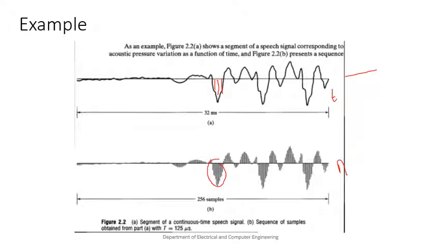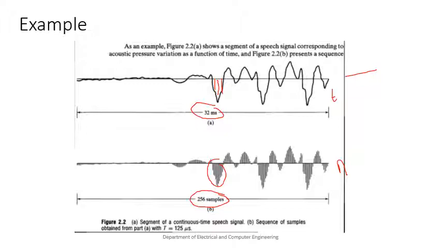So we have done periodic sampling. After periodic sampling, how many samples are there? 256. So 256 samples, and this is 32 milliseconds. So how can we verify what the sampling time is?